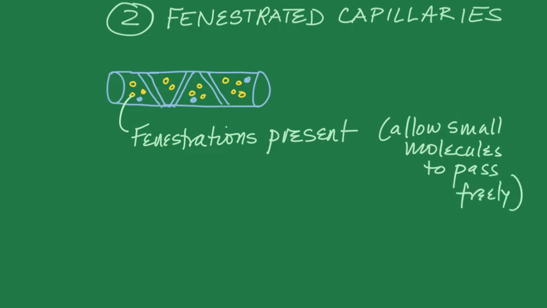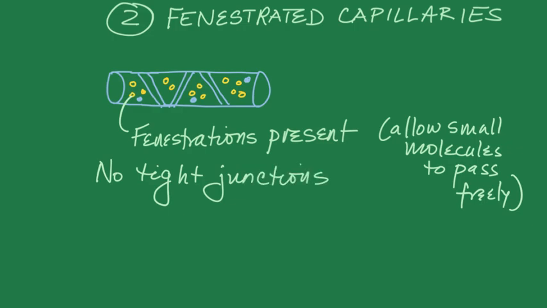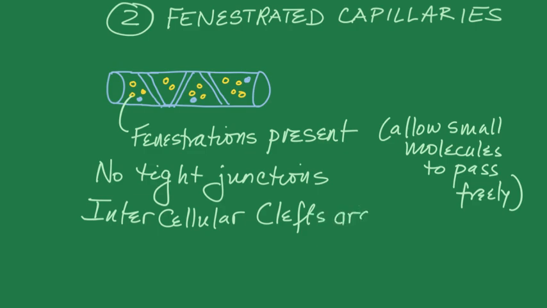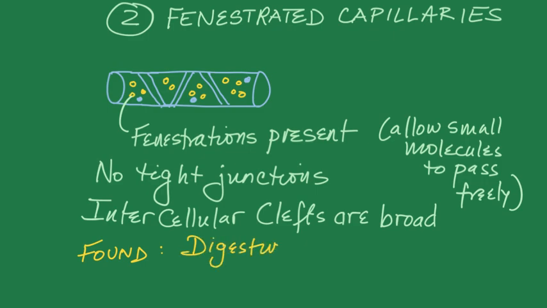They should allow things to pass through freely, so they cannot have tight junctions. Tight junctions, as you know, normally keep the cells together. They have to allow spaces between the cells, so there are no tight junctions in a fenestrated capillary. They also don't have intercellular clefts as a result. If there are no tight junctions, it's also possible for the cells to move apart. So the intercellular clefts tend to be broad and they allow more things to pass through freely. Small molecules, remember, but they can pass through freely.